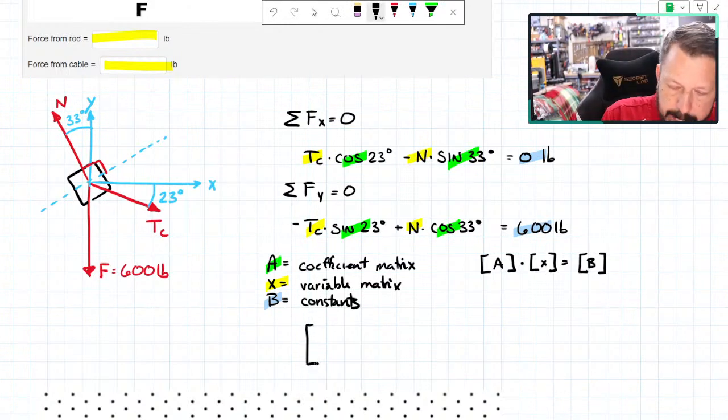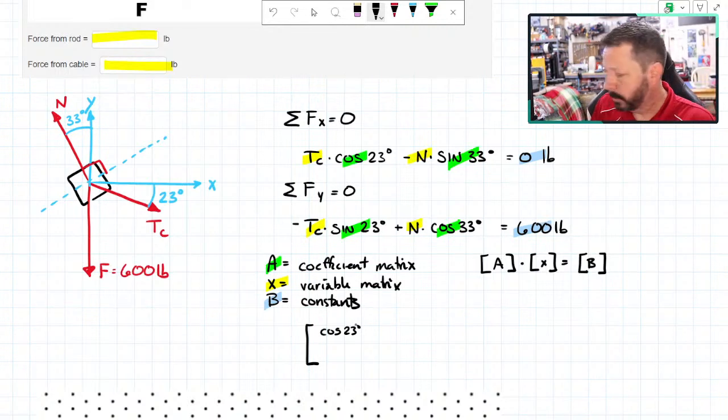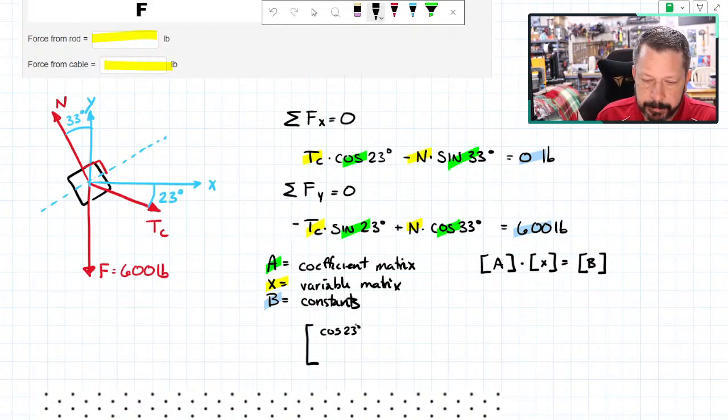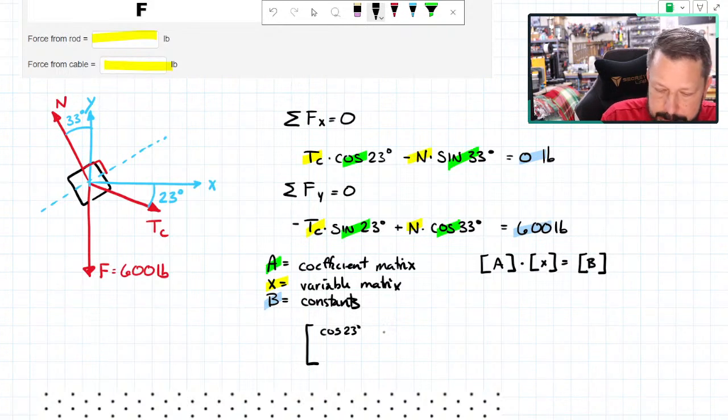A is my coefficients. So cosine 23 degrees, which is a number. Like I could calculate that number. I'll leave it. We'll let MathCAD calculate the numbers. So cosine of 23 degrees. The next one is minus sine of 33 degrees.